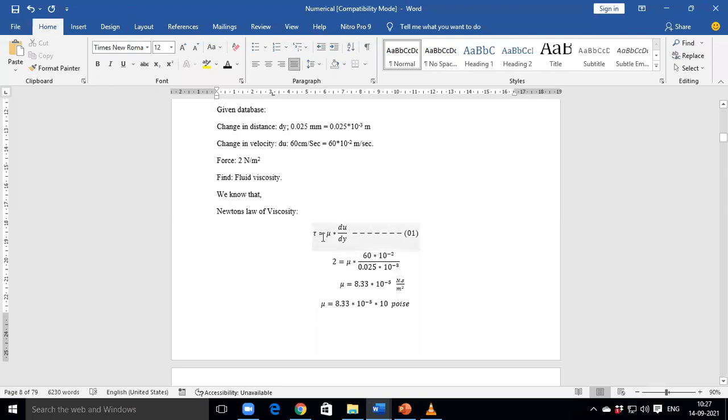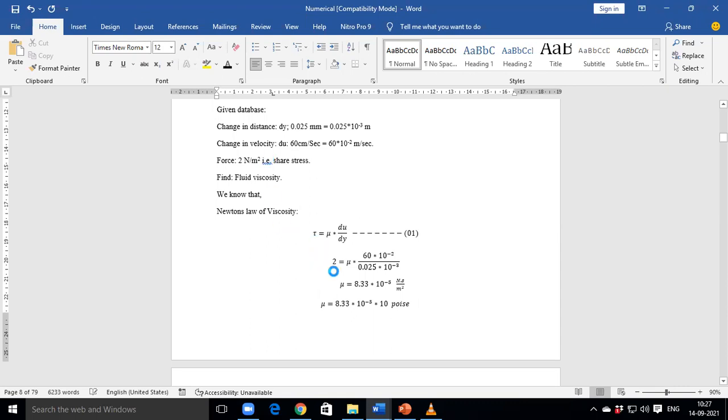Okay. Then tau, what is the value of tau? Shear stress. What is the unit of shear stress? Newton per meter square. And therefore, whatever value is mentioned in the numerical, force 2 Newton per meter square, it means what? That is shear stress.